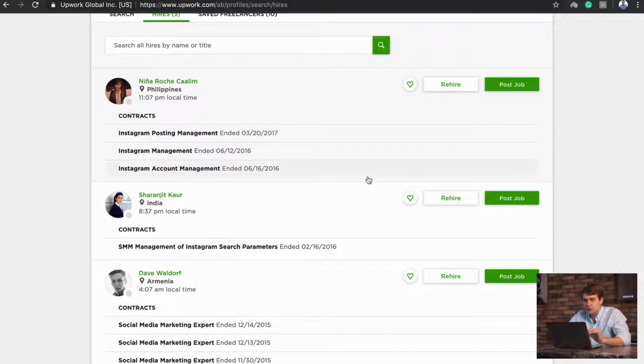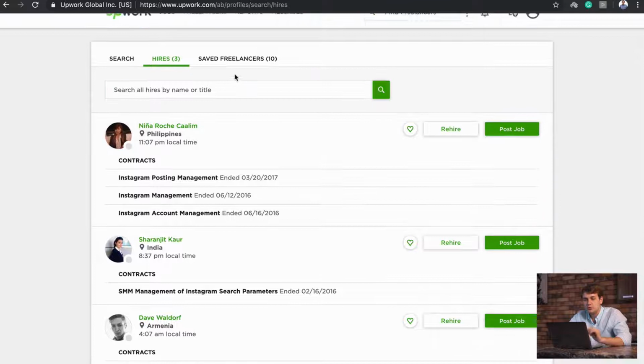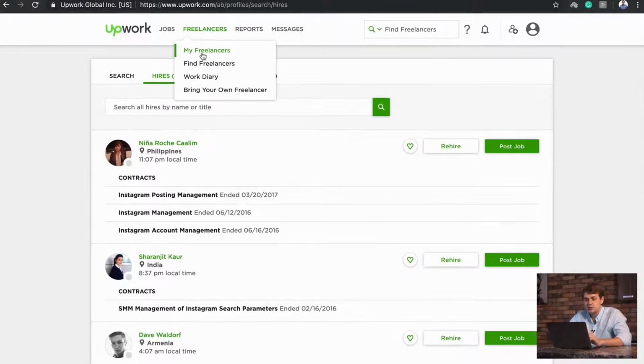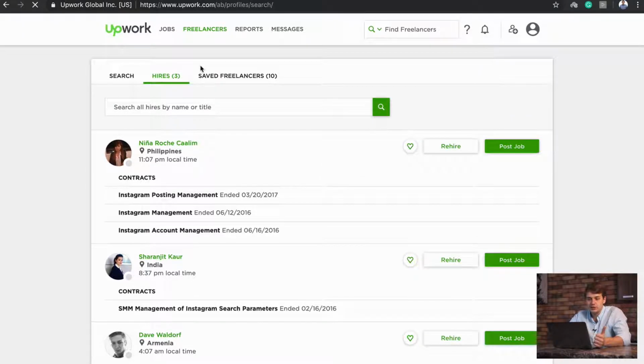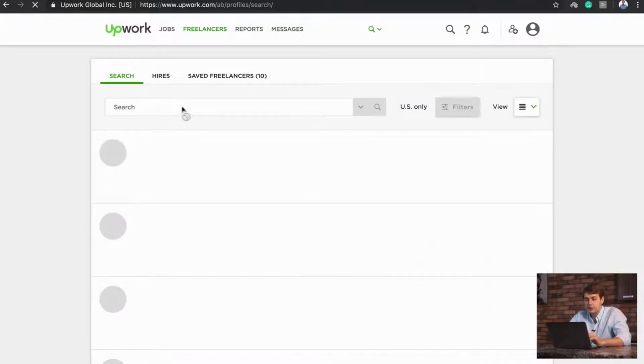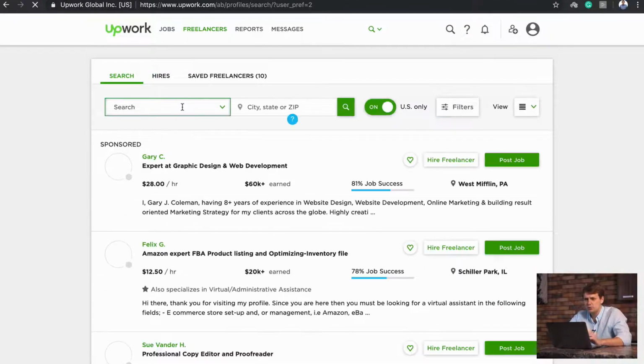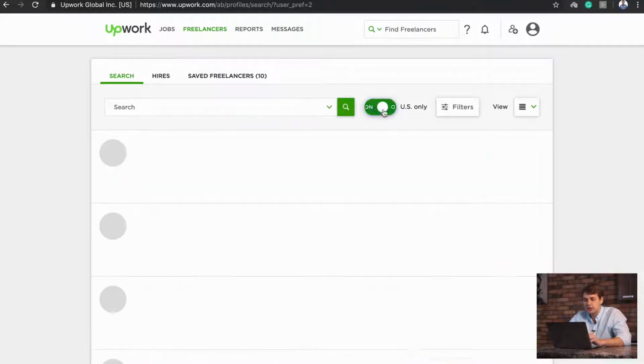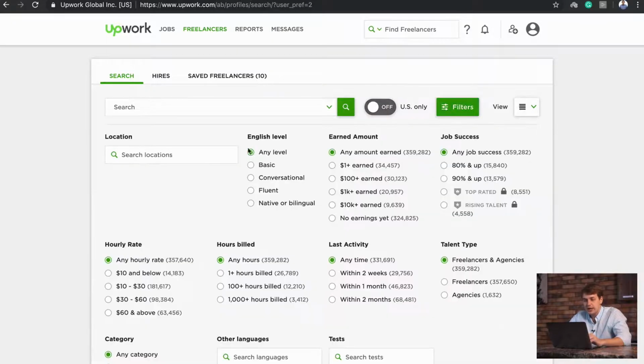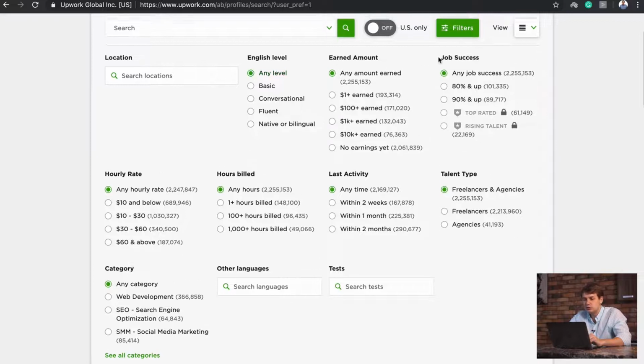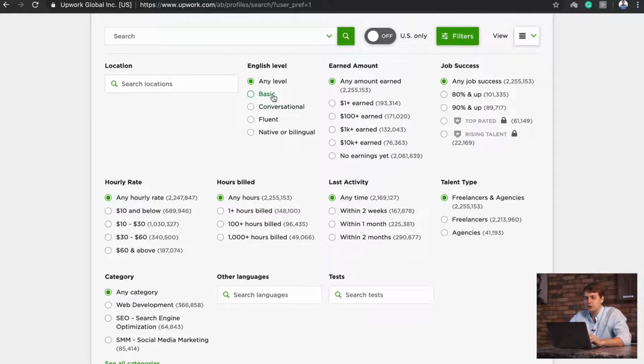So very important, on Upwork, when you search for criteria of freelancers, you can go, for example, to find freelancers, right? Upwork has changed a lot with the interface, but you can still select a lot of things that we actually need. You can go in filters and choose, for example, the job success, English level, hourly rate, hours billed, last activity, right? So you can find a lot of people based on different criteria.